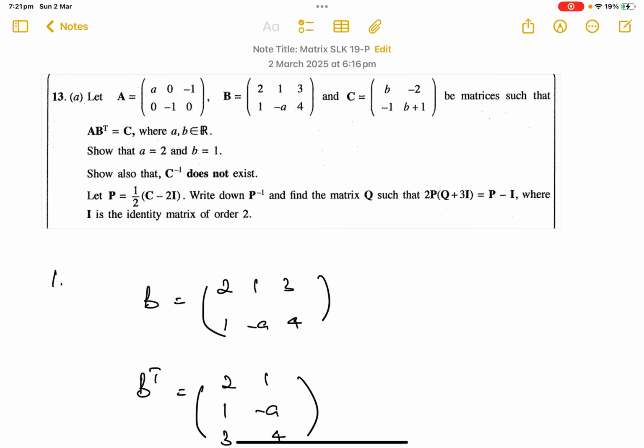A past question on matrix. A question from Sri Lankan A level.